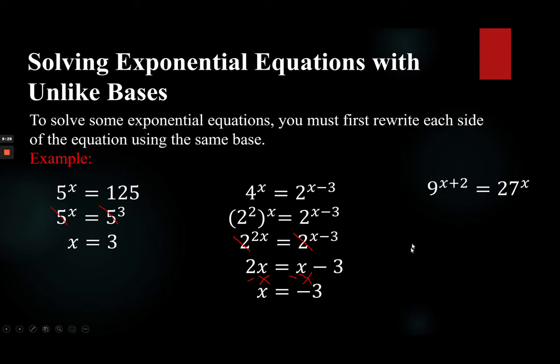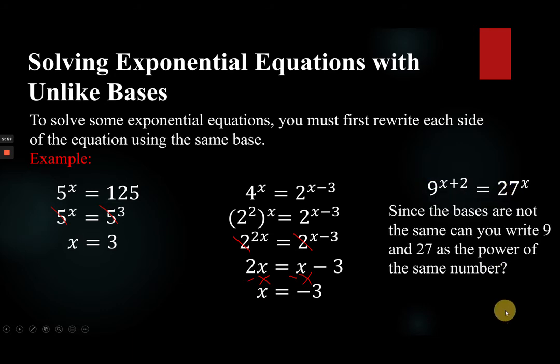The numbers can get worse. Look, 9 raised to x plus 2 is equal to 27 raised to x. There is no way that 27 can be a base of 9. Obviously, the reverse is not possible. Actually, this is the one that I was describing. The worst case scenario is that we need to rewrite both sides into powers of the same base.